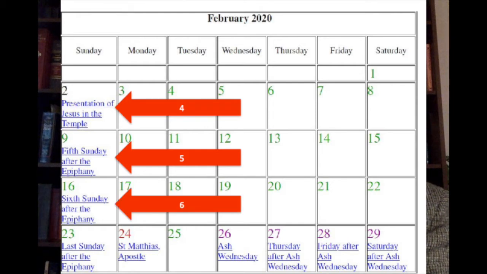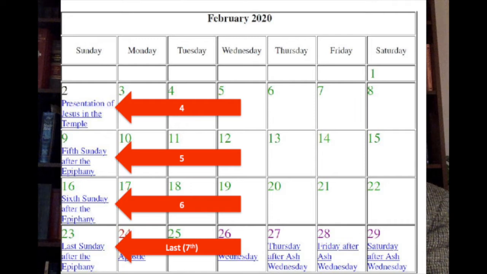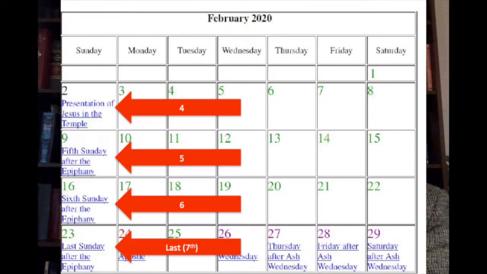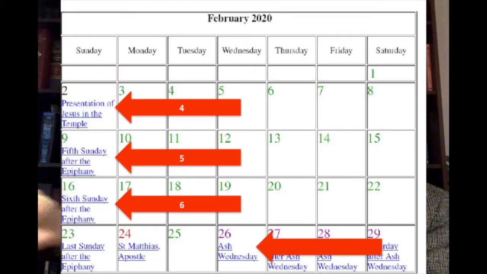after Epiphany. And then on February 22nd, which would be the seventh Sunday after the Epiphany, we don't use the proper for seventh Sunday. We use the last Sunday after the Epiphany, because that is in fact the last Sunday of the season, because then that Wednesday is Ash Wednesday and the start of the season of Lent. And then March 1st is the first Sunday in Lent.